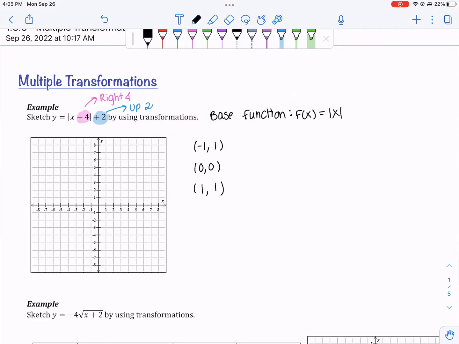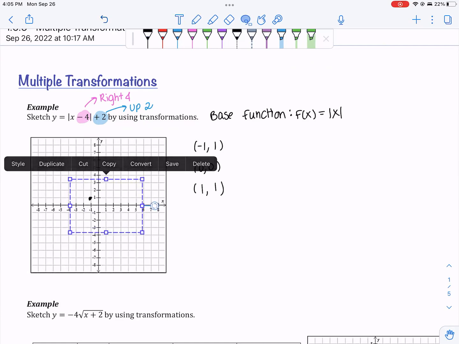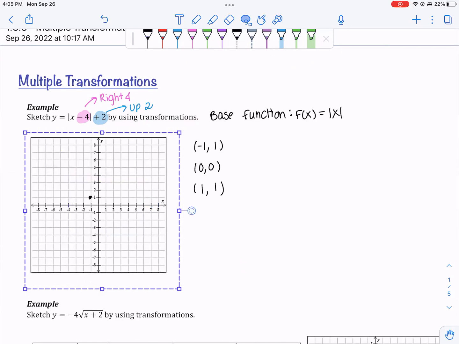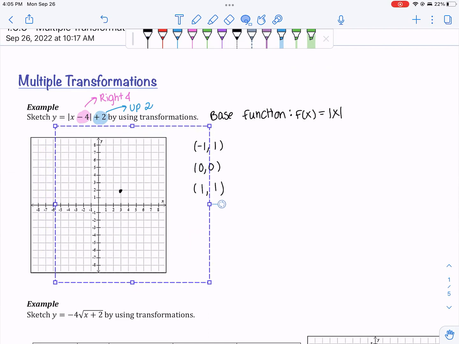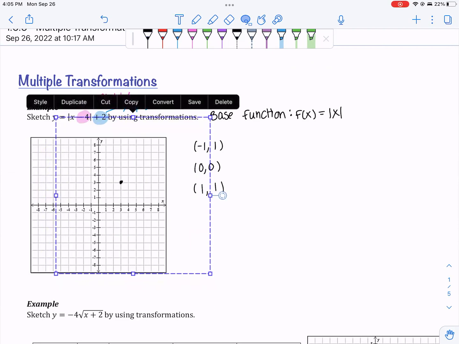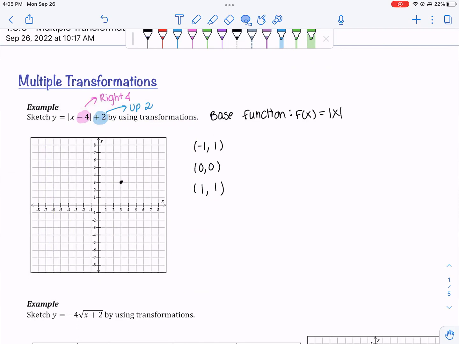So my original point, negative 1, 1, right here, I want to move this guy. I can move this guy right 4, 1, 2, 3, 4, and then up 2, 1, 2. So this point, negative 1, 1, moved to the point 3, 3.